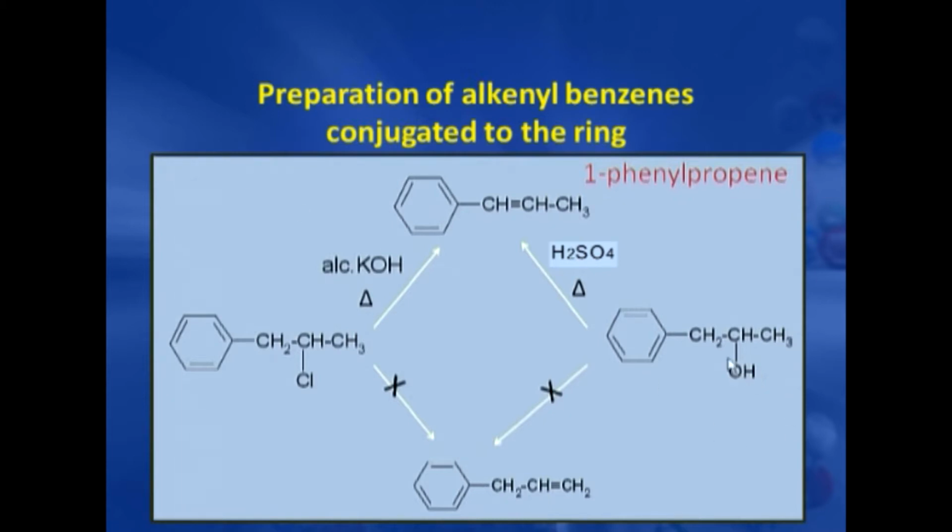Similarly, in the case of alcohol there is dehydration, and for dehydration hydrogen comes from this CH2, not from this CH3, and again there is formation of 1-phenyl propene and not 3-phenyl propene. Because in 1-phenyl propene this double bond is in conjugation with the phenyl ring, and when a double bond is in conjugation with a phenyl ring, this compound is more stable as compared to 3-phenyl propene, or we can say allyl benzene.